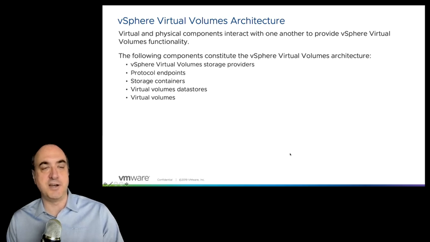You'll need to define, or the storage team will need to define, what are called protocol endpoints. Protocol endpoints are basically where the I/O channel is connected from the array to your storage infrastructure. It's basically the replacement for the LUN. When you scan for storage in normal traditional storage, you see LUNs. In the case of virtual volumes, you see protocol endpoints.